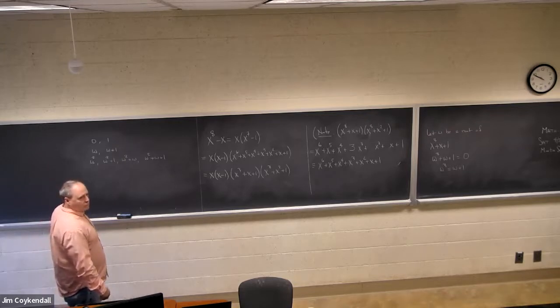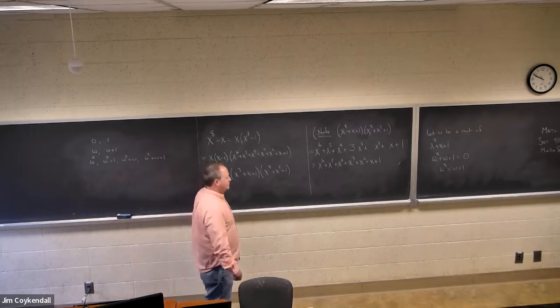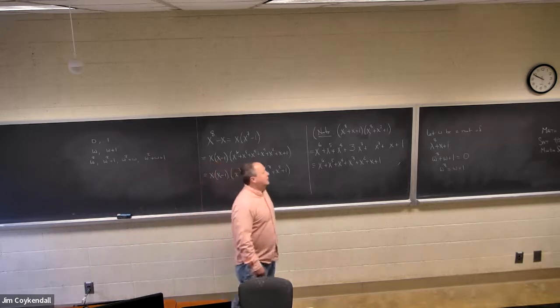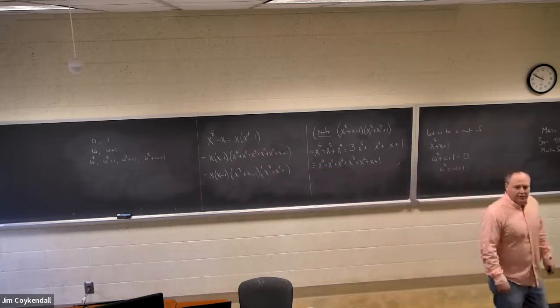Is omega cubed equal to omega plus one and not negative omega minus one? Well, it could be negative omega minus one, but again, I'm making no distinction between the signs because of characteristic two. Yes?